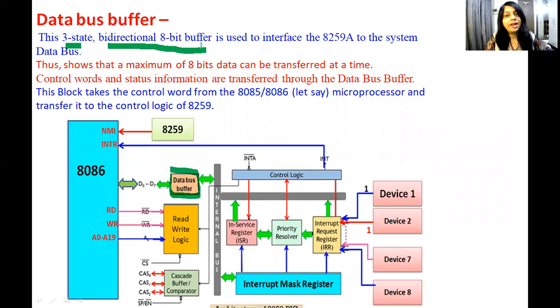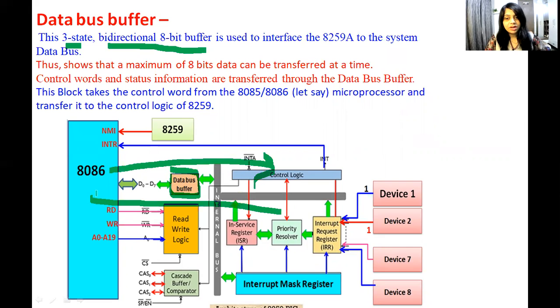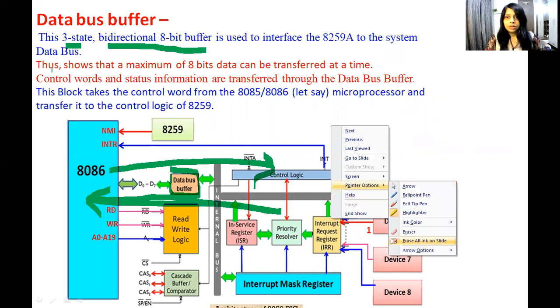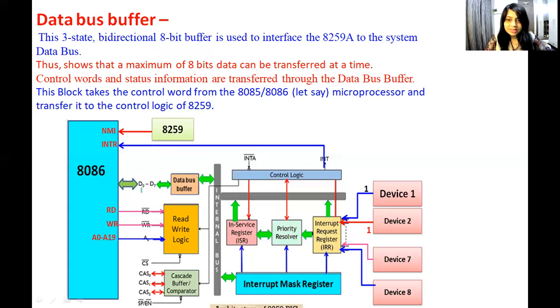So it is an 8-bit buffer, and it is bidirectional. That means data can flow in both directions. That means 8086 can transfer data to 8259 or can receive data from 8259. When 8086 transfers data, it is said to be a write operation, and when 8086 receives data from this 8259, it is said to be a read operation or receive operation. Now, since this D0 to D7 8-bit data bus is connected to the data bus buffer, only 8 bits can be transferred and received at a time.